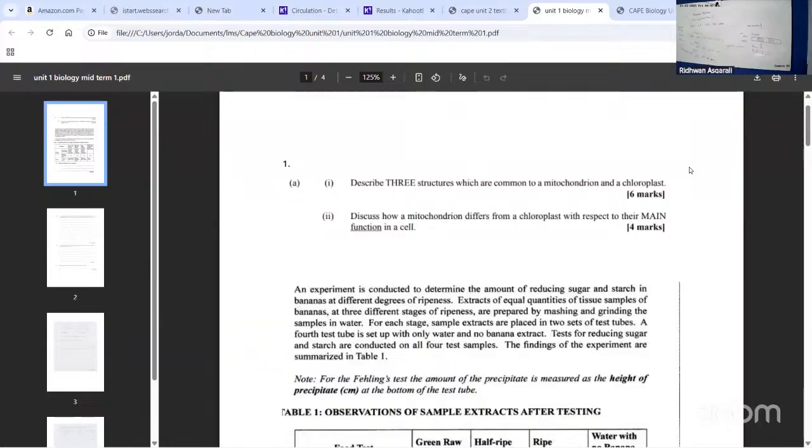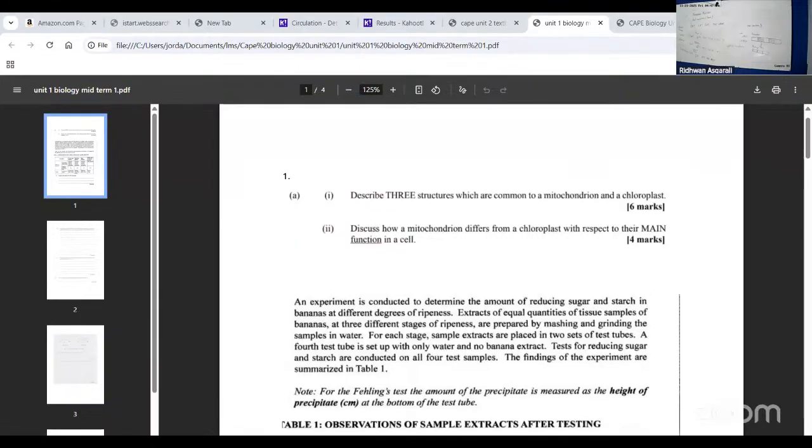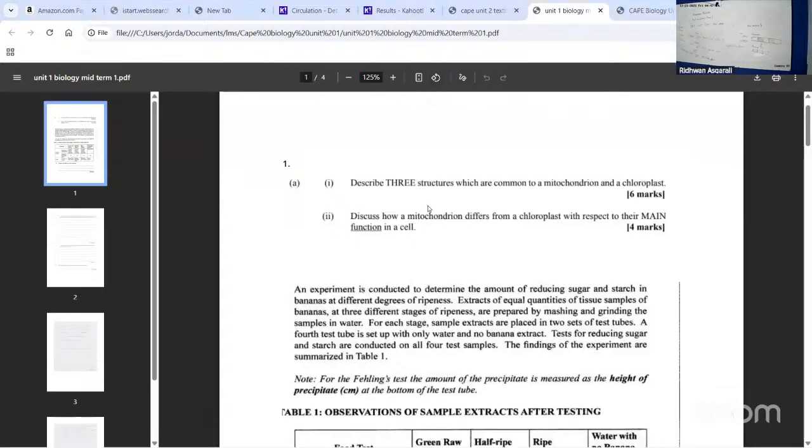Right, so what are three structures? I believe this is the document, unit 1, midterm 1. That is the first one that was sent. The second one that was sent. Right, so there's the second one. Describe three structures which are common to a mitochondria and a chloroplast. So what three structures would they have in common?